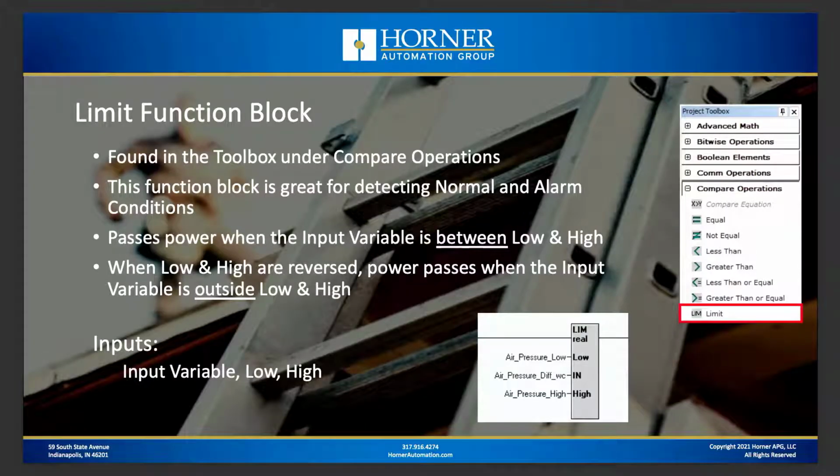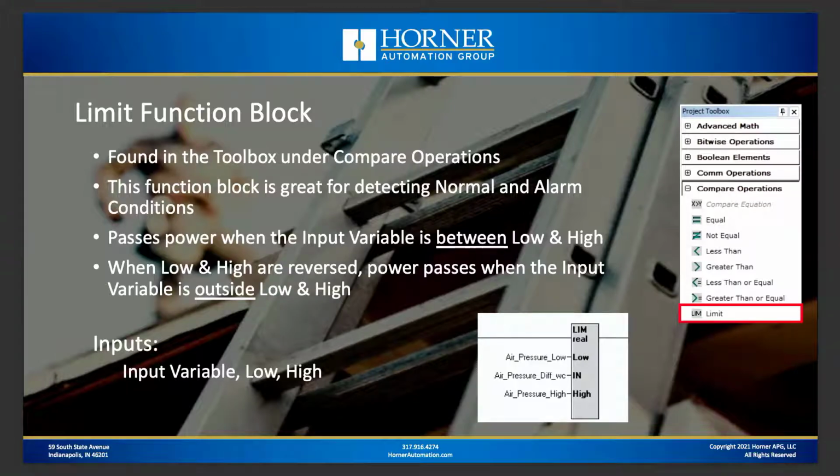Here's another one we've covered before, but again, it's a really important one and I want to cover it again, and that's the limit function block. So the limit function block is a compare operation, and it can be found in the compare operations under the toolbox. And this function block is great for detecting normal conditions on your machine as well as alarm conditions on your machine. So how does this function work?